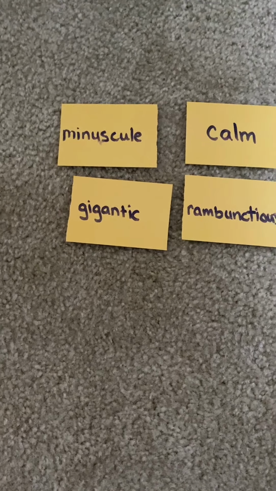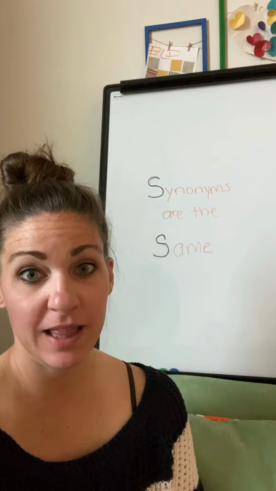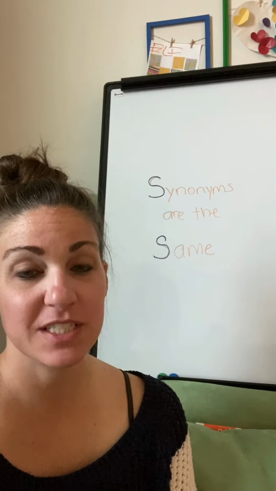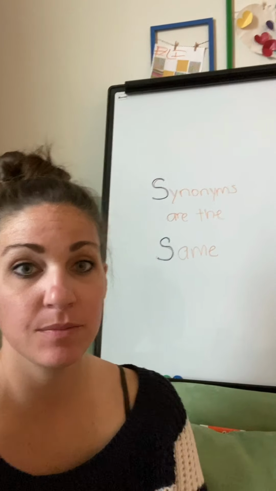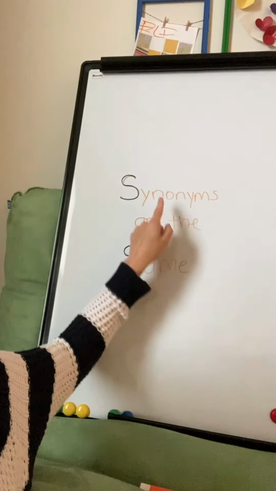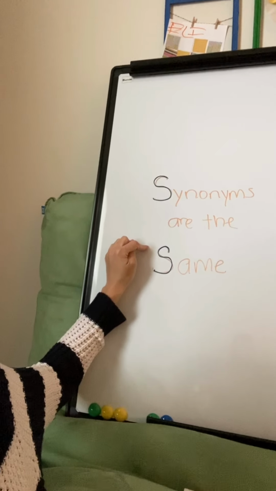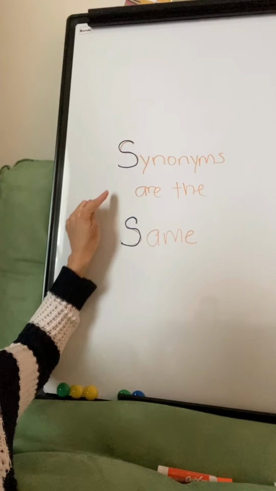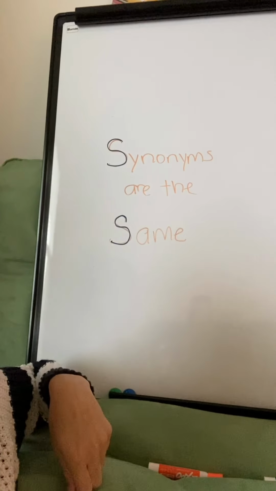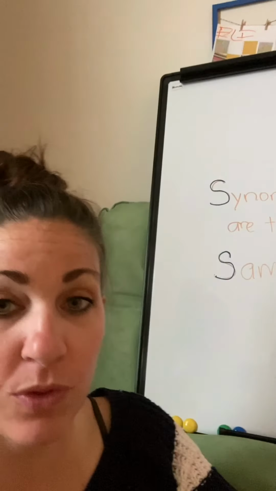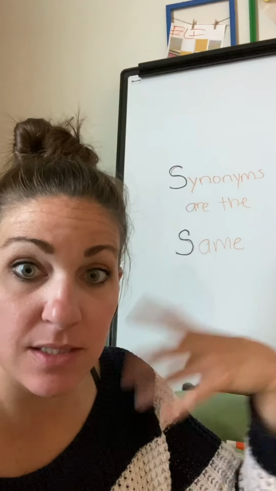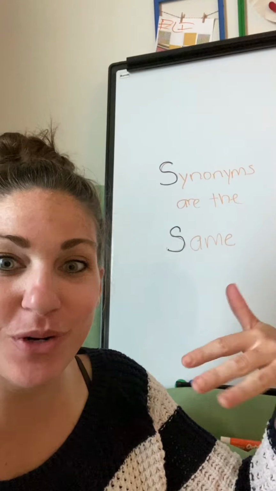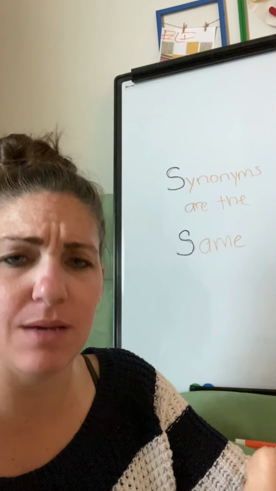Now let's move on to some synonyms. One little reminder that I like to use to remember the difference between synonyms and antonyms is that synonyms are the same. You'll notice I made both of these S's dark as a reminder that synonyms are the same. Synonyms, same. They both start with an S. So we know that antonyms are words that mean opposites, and synonyms are words that mean the same or almost the same as each other.